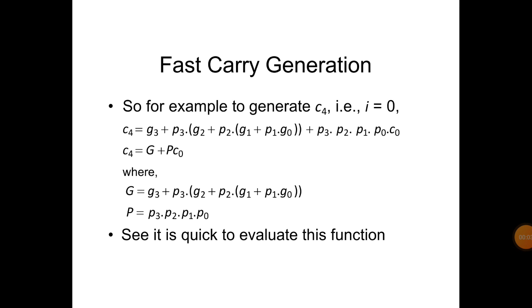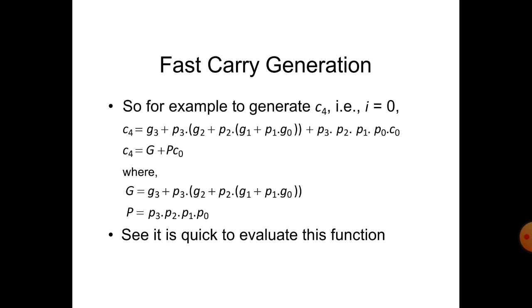In this class we are going to discuss fast carry generation, and in the previous class we discussed how to generate the fast carry and how to get the expression. We have 4 equations, so we substitute the first equation into the second equation and we get the following equation, so that we can generate C4, where i is equal to 0 and C4 is equal to G3 plus P3 into G2 plus P2 into G1 plus P1 into G0 plus P3 into P2 plus P1 into P0 into C0.